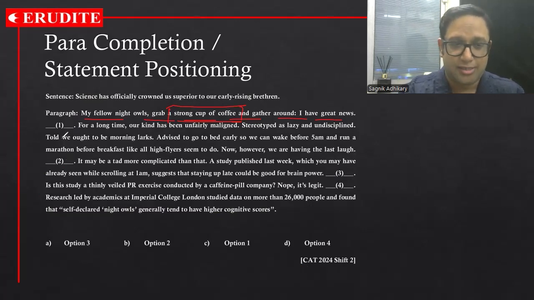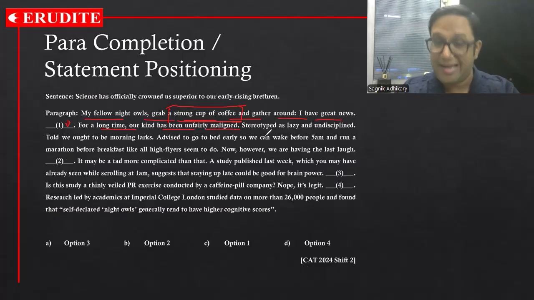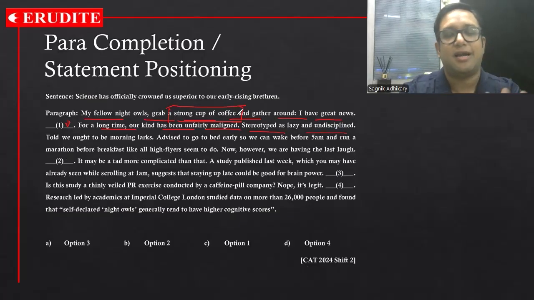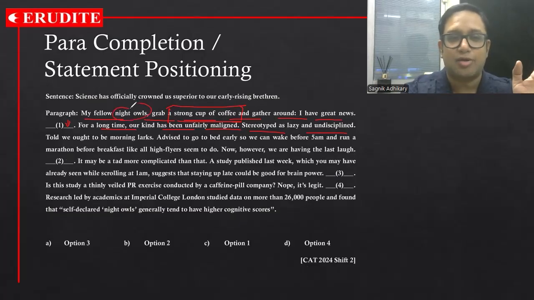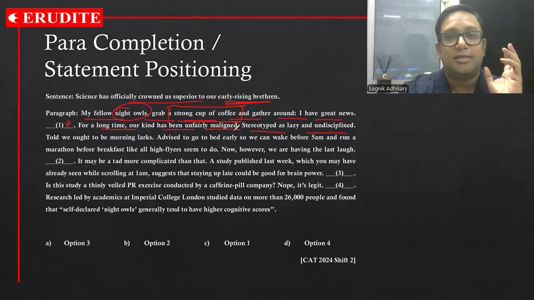I have great news. Then we have the first blank. For a long time, our kind has been unfairly maligned. Our kind as in night owls, those who are late to sleep, late to rise, stereotyped as lazy and undisciplined. So we see here, for a long time, our kind has been unfairly maligned. We are talking about night owls here. We cannot then change the argument to early rising brethren. Science has officially crowned us superior to our early rising brethren. We first off need to introduce the idea of the late rising of night owls. Then we talk about science, etc.